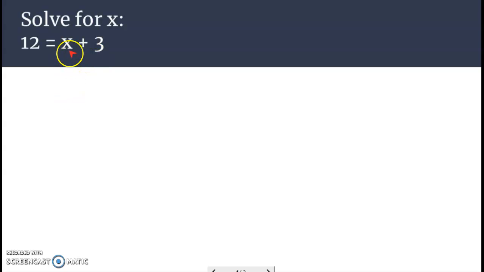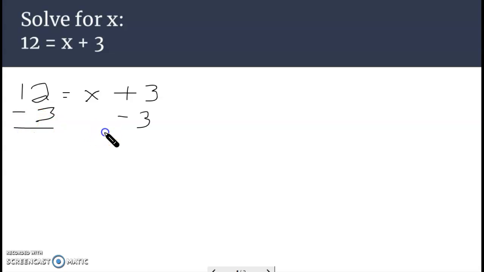What you want to do is first identify the variable, which is this x here. And notice what's happening to x. It's being added to 3. When you identify what's being done, you know you can undo it. Let me rewrite it here. 12 equals x plus 3. X is being added to 3, so we will subtract 3 from both sides.